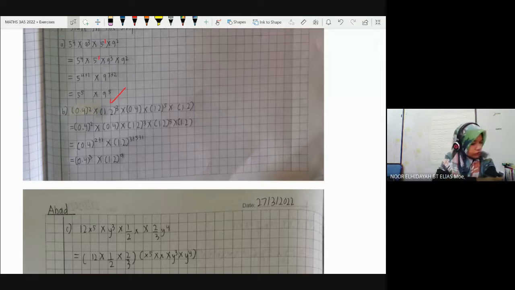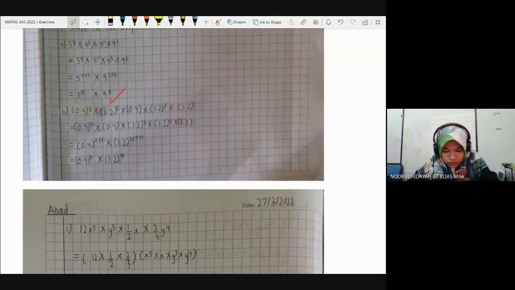Next one for B, 0.4. Okay, it has two different bases. Okay, 0.4 to the power of 2. Okay, this one letak 1. This one also letak 1. Alright, then you arrange 0.4 power of 2 times 0.4 power of 1 times 1.2 power of 3 times 1.2 power of 5 times 1.2 power of 1.